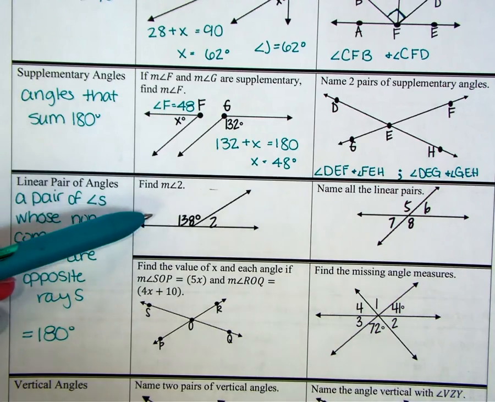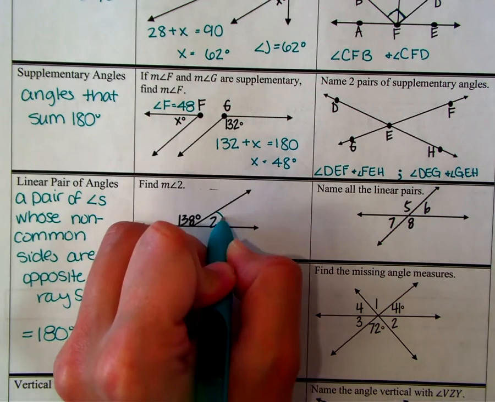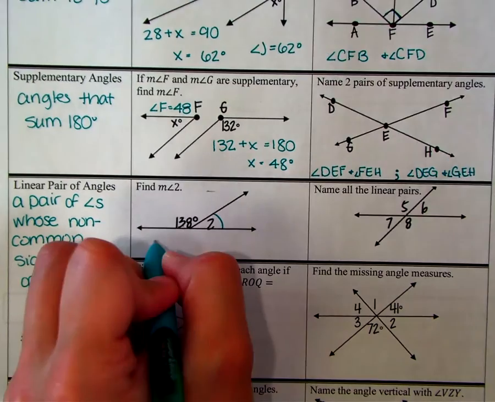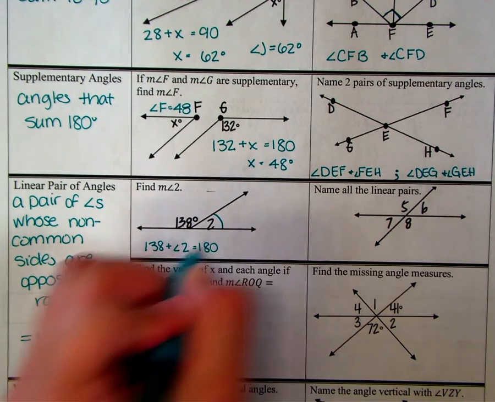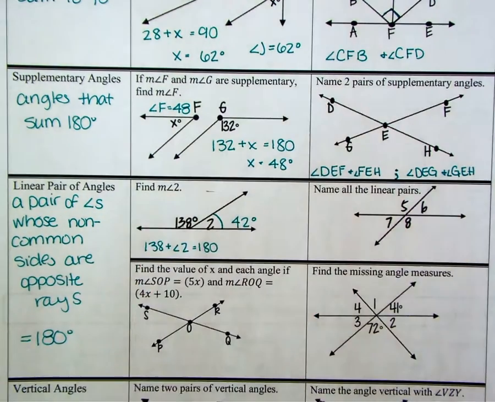So in this first example, the measure of angle 2 would be whatever we need added to 138 that gives me 180. So we could say 138 plus angle 2 equals 180, and we find that angle 2 is 42 degrees.